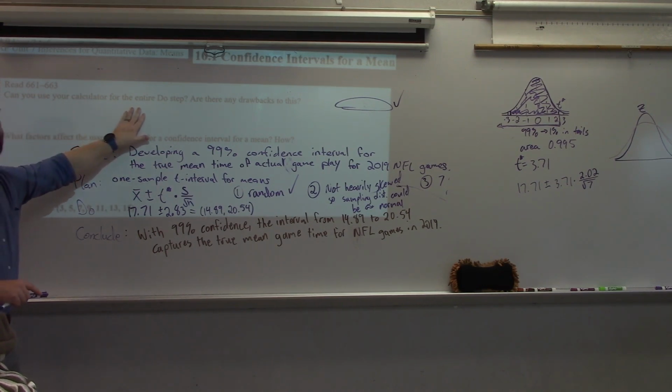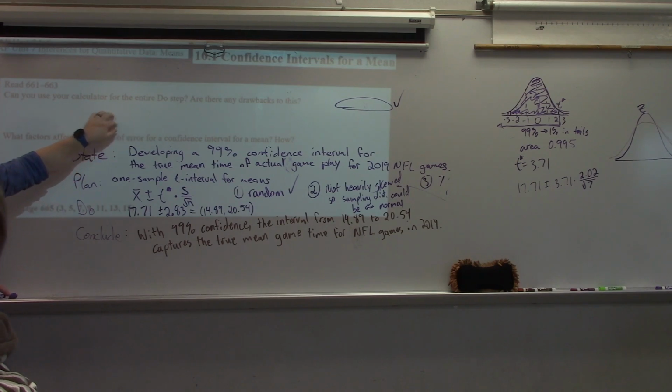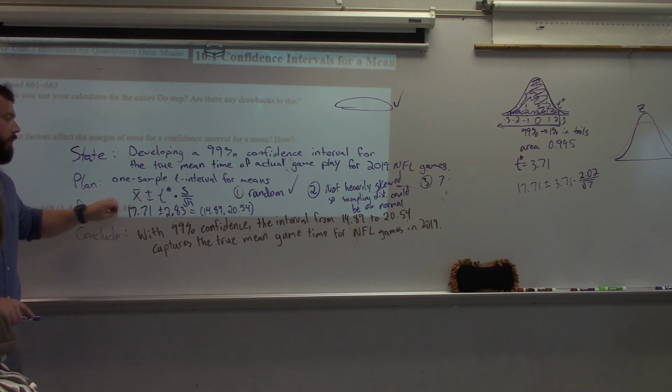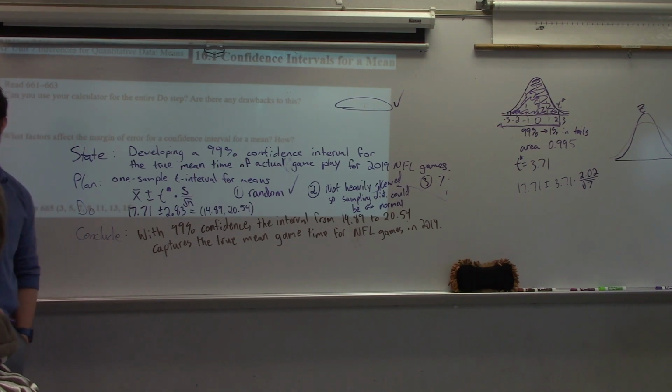Can you use your calculator for the entire do step? Can I show you where it's done? So you can, but if you make a mistake, you're screwed, right? So show the pieces of your interval, because that's going to help make sure that you still get the credit. Show the formula, show things substituted in, and you're going to get that credit still, even if you make a small mistake. Because would it be easy to type a number wrong into the calculator? Yes. Is that what ended up happening? Yeah, I didn't change the confidence level. Gotcha. That can do it as well. All right. So are there any drawbacks? Yes. You make a mistake, you're out of luck.